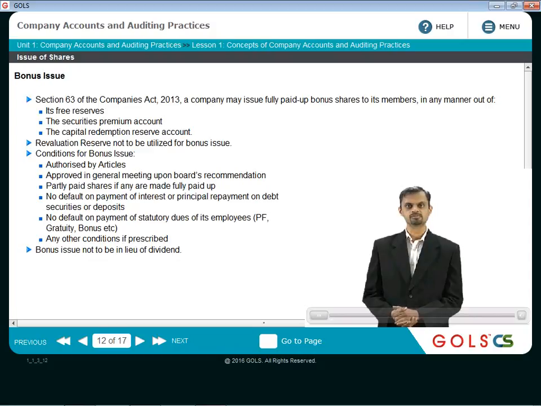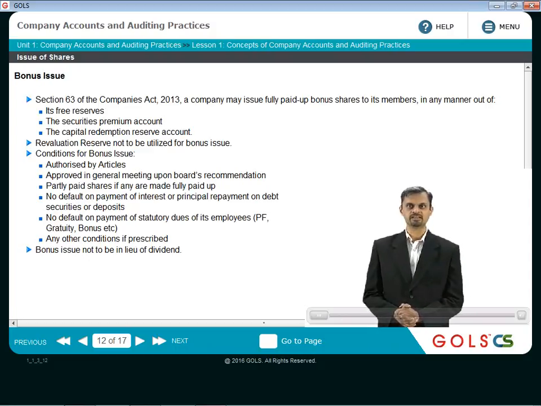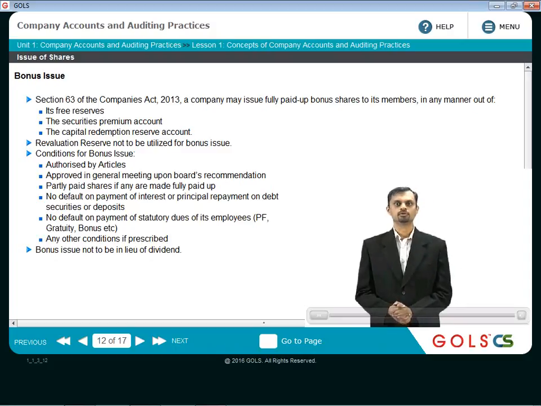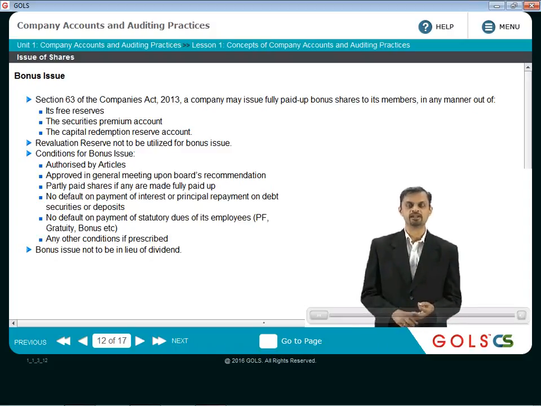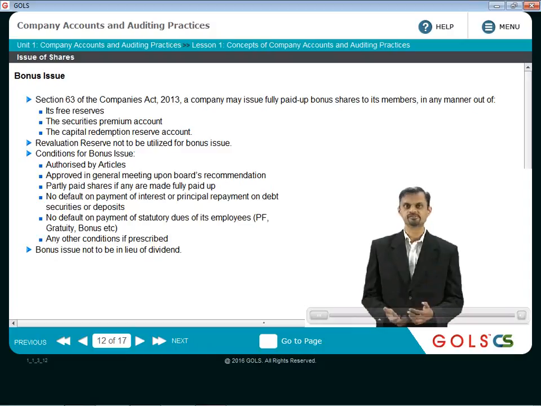Bonus issue terms are mentioned in section 63 of the Companies Act. A company may issue fully paid up bonus shares to its members in any manner out of its free reserves, securities premium, or the capital redemption reserve account. Remember, securities premium can be utilized for the purpose of bonus issue. So out of these 3 sources, the bonus issue can happen, and the bonus issue basically means giving the shares to the existing shareholders free of cost. So the company does not receive any money when the bonus issue happens.